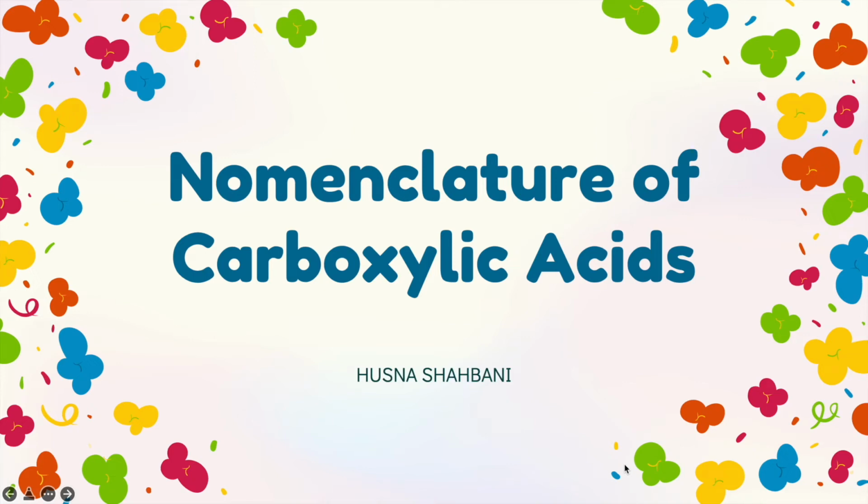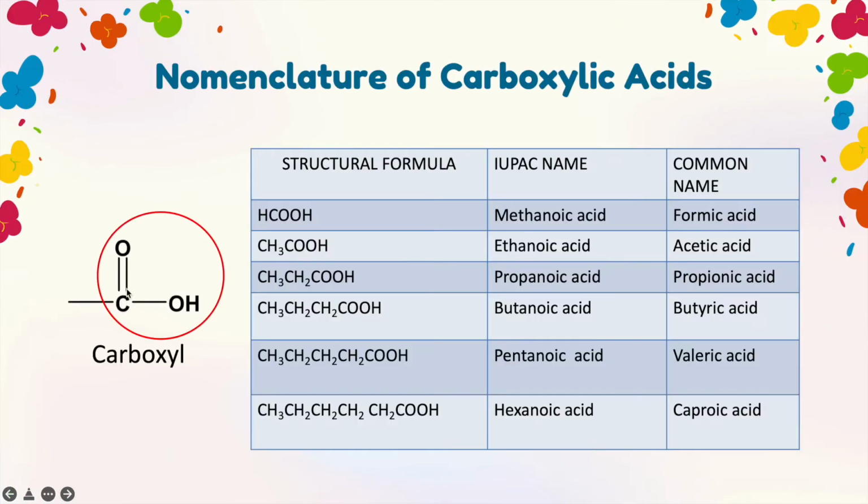Nomenclature of carboxylic acids. Carboxylic acids have a functional group named carboxyl. Carboxyl is C double bond O, and that carbon is attached to OH. So this is the functional group carboxyl.